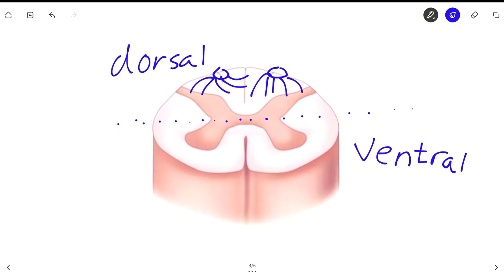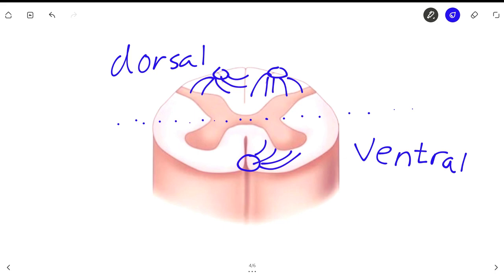And the dorsal part of the spinal cord is responsible for sensory functions of the body, so all the afferent information, and the ventral part of the spinal cord is responsible for the motor functions, so all the efferent information. Anyways, coming back to the arteries, we have the ventral artery on the ventral side, and it branches off into smaller arteries, but it supplies blood to the ventral part of the spinal cord.